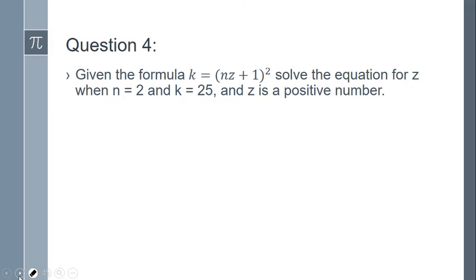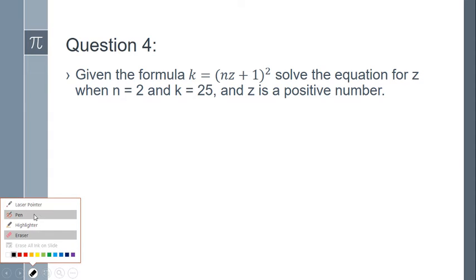All right, question 4. Given the formula that k is equal to the quantity n times z plus 1, all squared, solve the equation for z when n is 2 and k is 25. And then I'm also specifying that z is a positive number, and I'll show you why in a second.